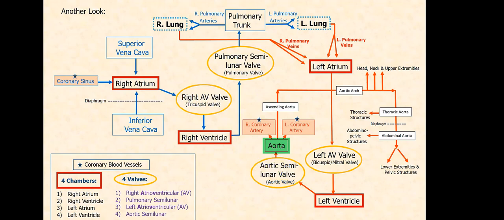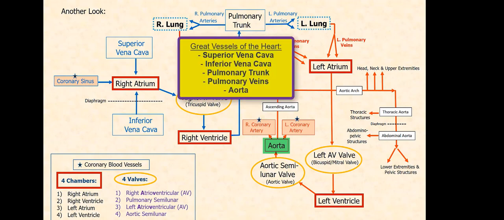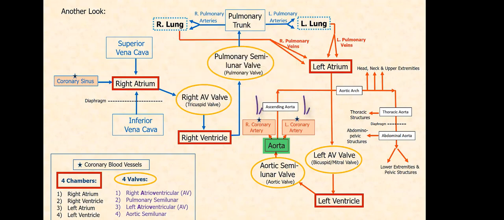The aorta is the largest artery in the body and is the largest systemic artery from which all systemic arteries are derived. The aorta, just like the superior vena cava, the inferior vena cava, the pulmonary trunk, and the pulmonary veins, is a great vessel of the heart. At the aortic root, the left and right coronary arteries branch off to provide oxygenated blood to the wall of the heart. Blood ascends through the ascending aorta, arches over through the aortic arch.